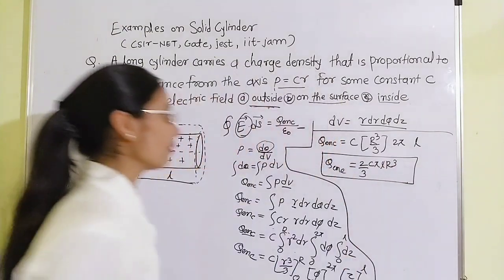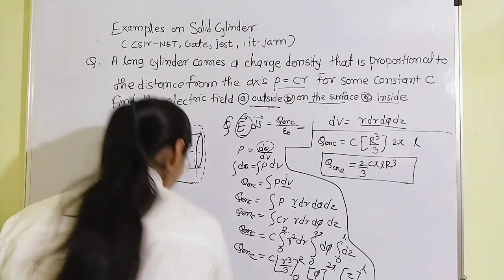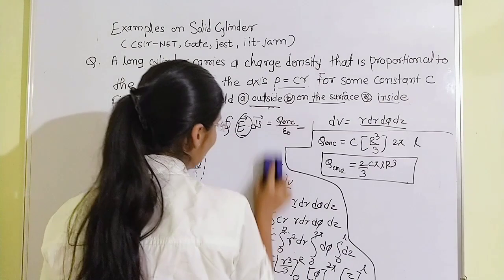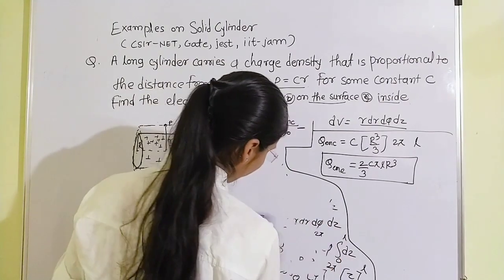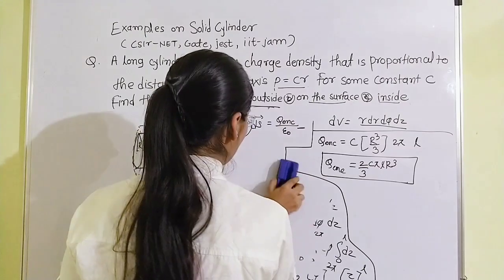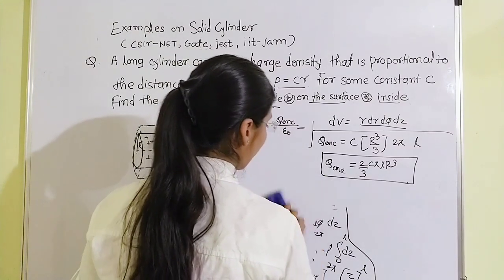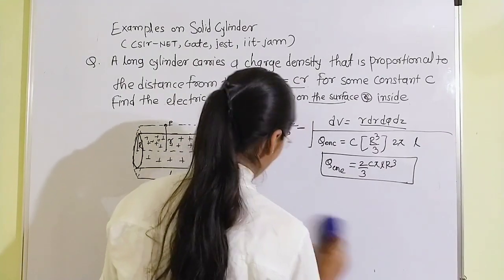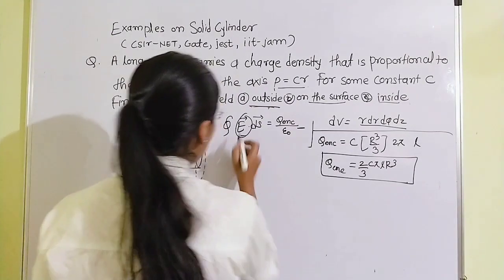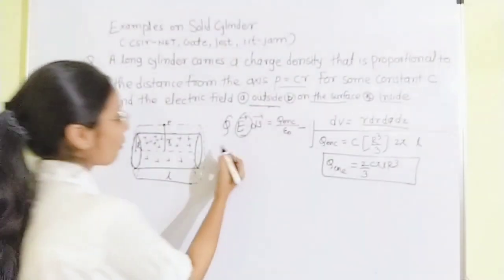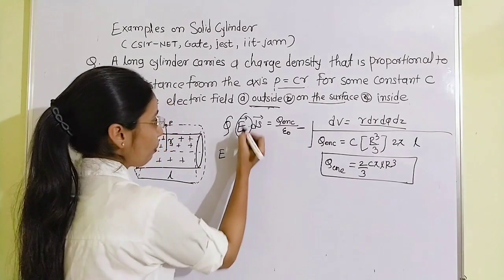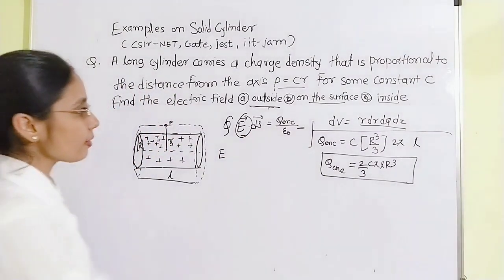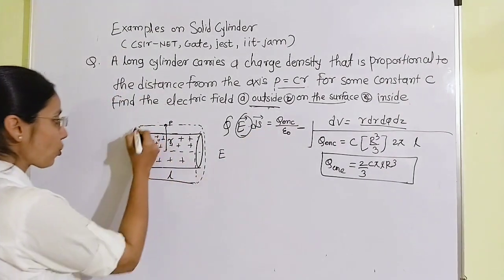So we will get the value of q. We will put this value here in this equation, the integral form of the Gauss law. The electric field is constant everywhere, so we take it outside because it is constant, and the closed integral of ds is the area of the Gaussian surface.